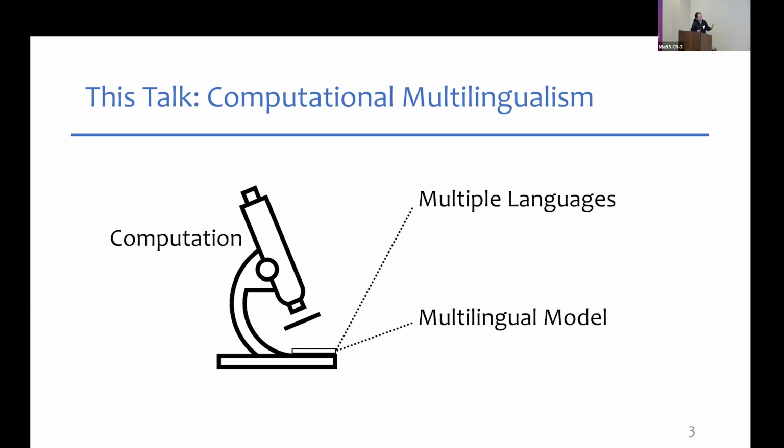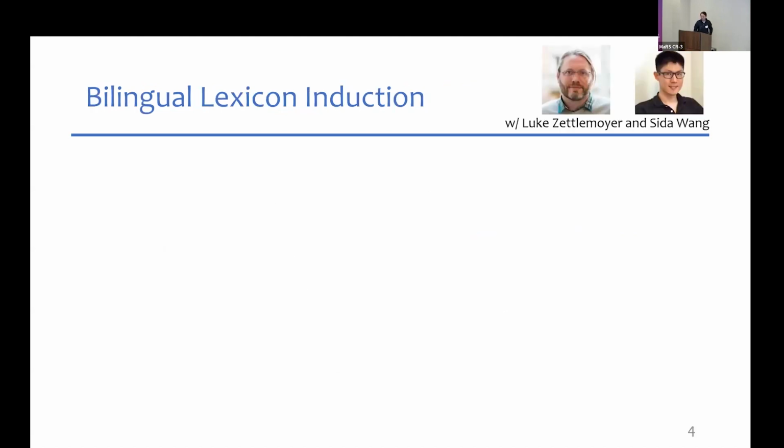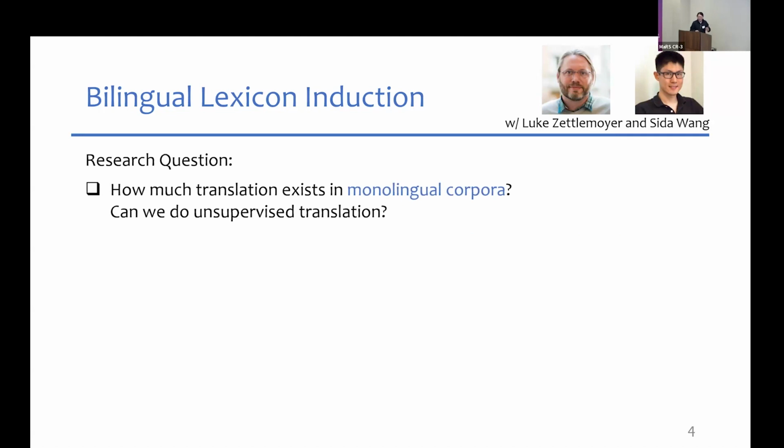I will be using this as the outline of this talk. For the first part, I will be presenting our work on bilingual lexicon induction, which is a joint work with my research mentors at Meta, Luke Zettlemoyer and Sida Wang. In this part, we ask a research question like, how many translations automatically exist in monolingual corpora? Or, to put it in a more understandable way, can we do unsupervised machine translation?